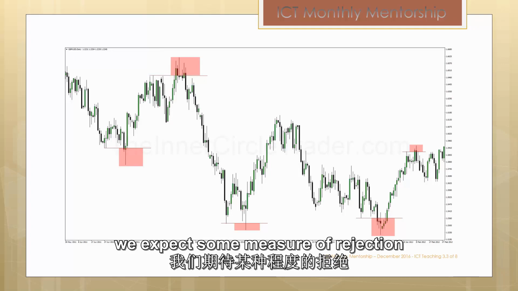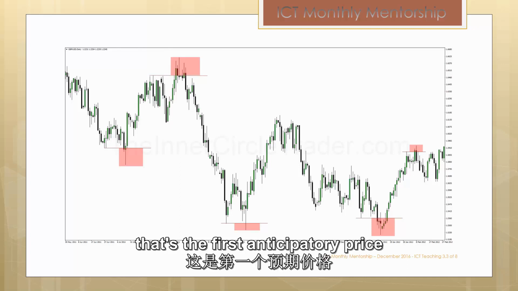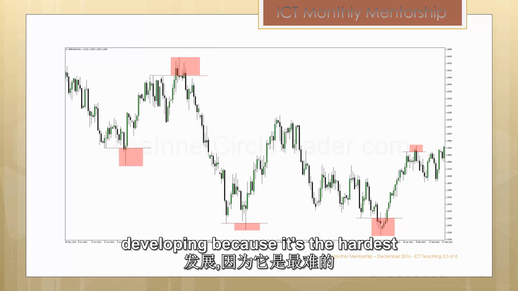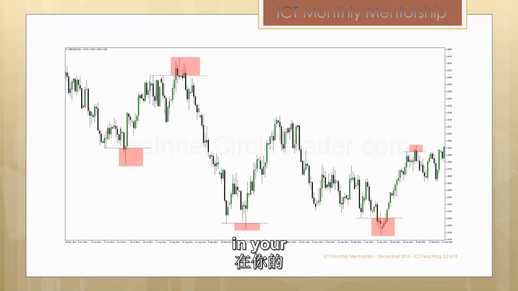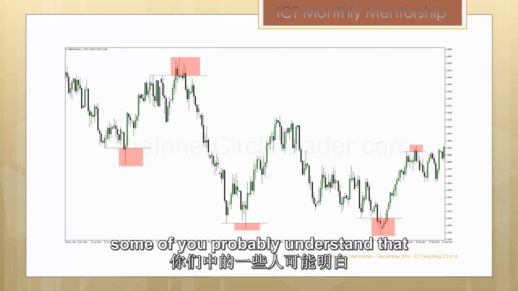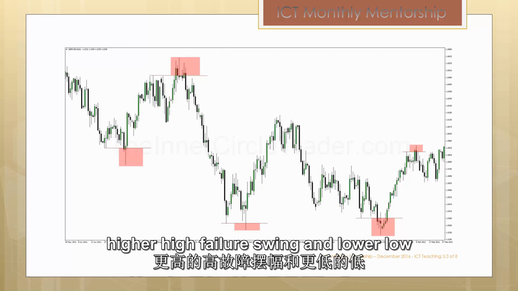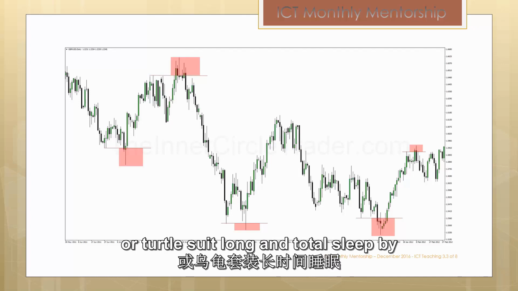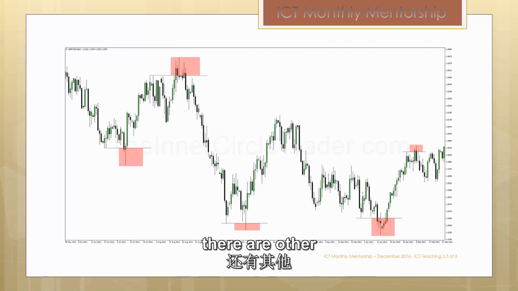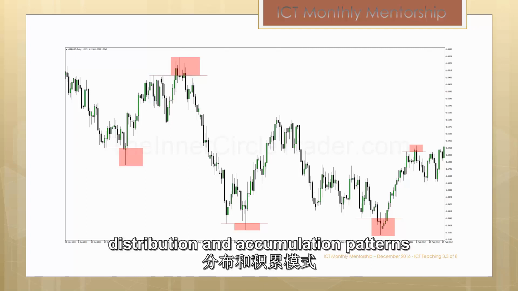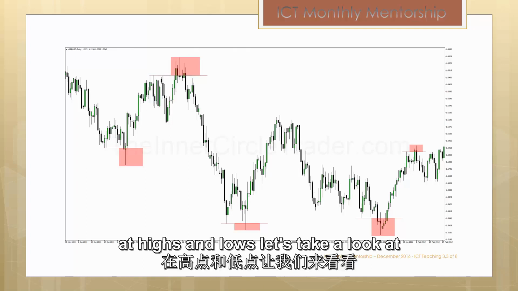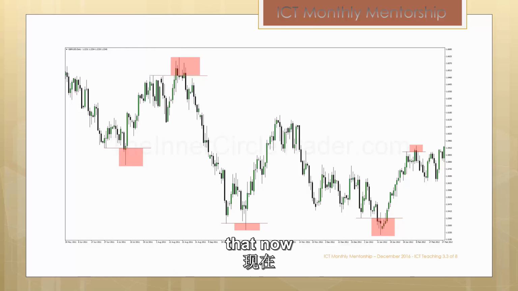We expect some measure of rejection. That's the first anticipatory price skill set that you should be working towards developing, because it's the hardest one to groom in your trade psychology. Some of you probably understand that higher high failure swing and lower low failure swing, or turtle soup sell and turtle soup long. Some of you probably aren't aware that there are other distribution and accumulation patterns that take place at highs and lows. So let's take a look at that now.